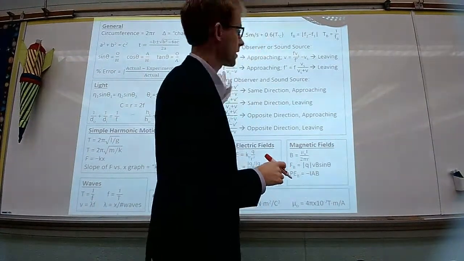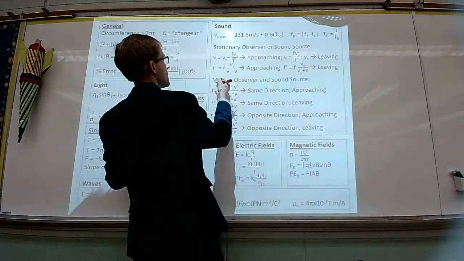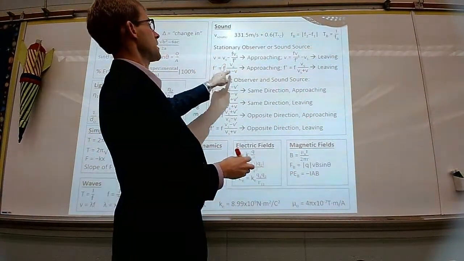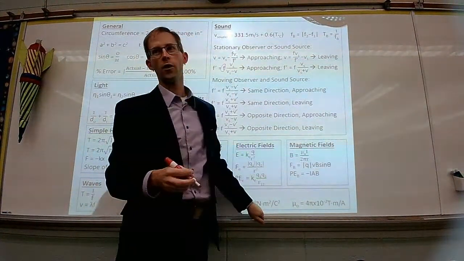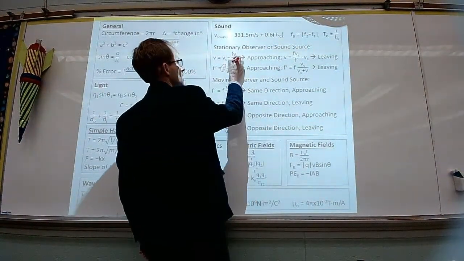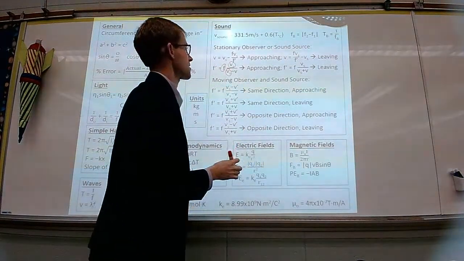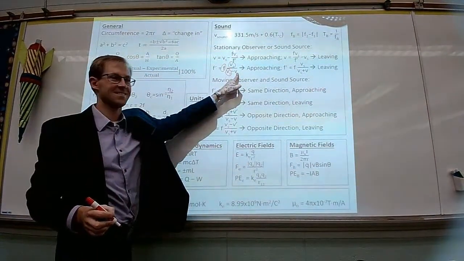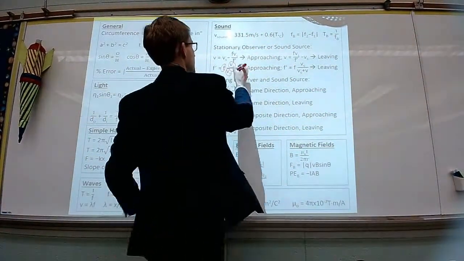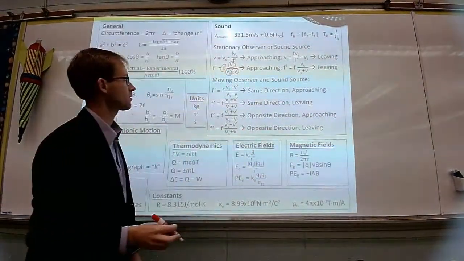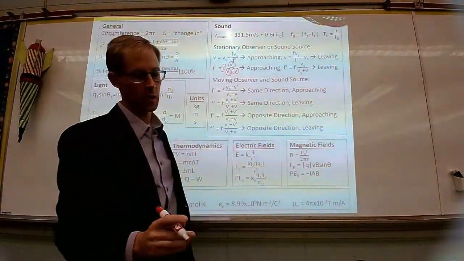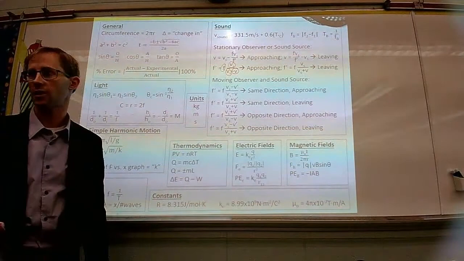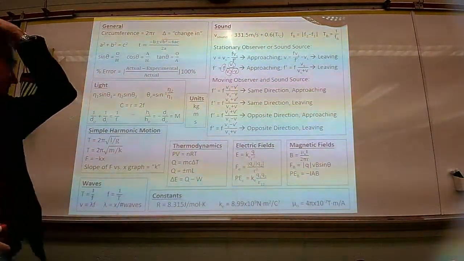The emitted frequency is 588. So 588 goes in for this F. 588 goes there. What is the speed of sound? 343, that's right, listed on the top of that worksheet. So these two numbers here are 343. And what is that velocity going to be? 10. Yeah, right on the money. So when you plug all those numbers in, you should end up with a frequency of 606 hertz. 606. So that's number 4.